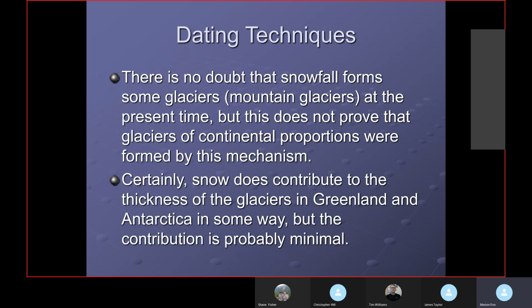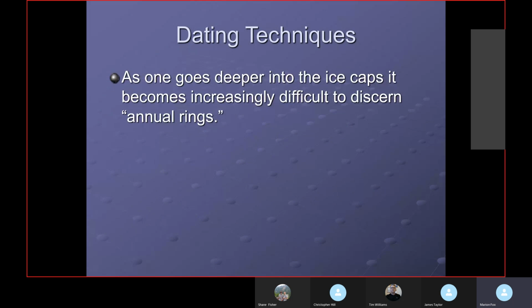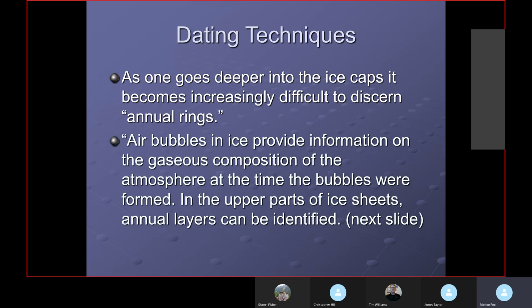Certainly, snow does contribute to the thickness of the glaciers in Greenland in some way, but I would argue that the contribution is probably minimal. As one goes deeper into the ice caps, it becomes increasingly difficult to discern annual rings. That's the problem. And so they assume every layer is an annual ring. So they count the number of layers, and that's how many they get.